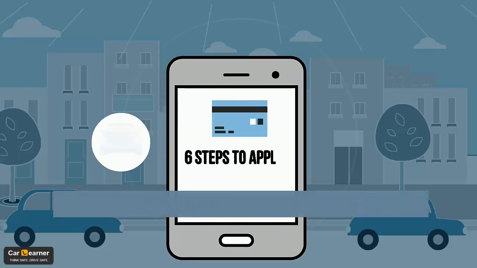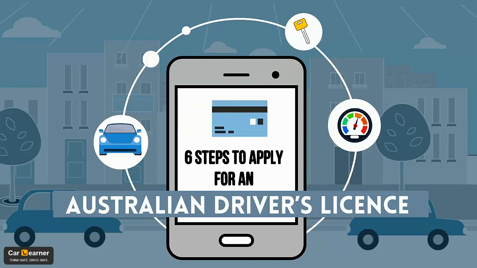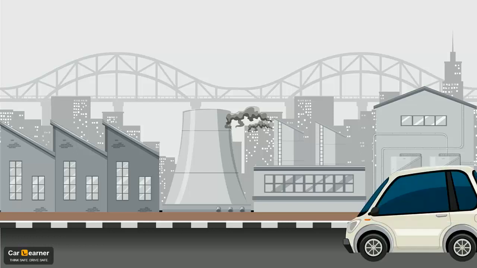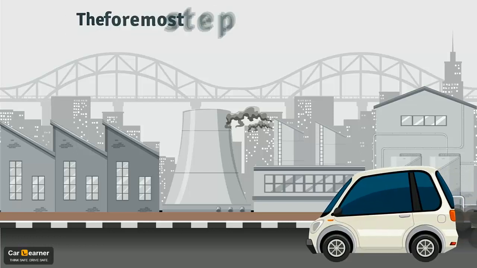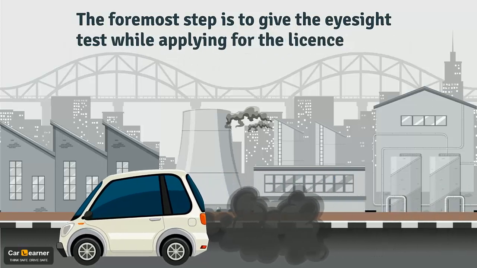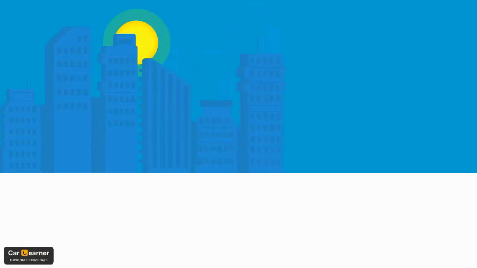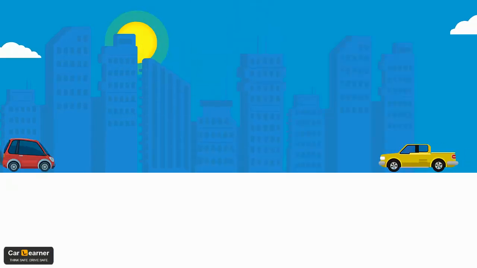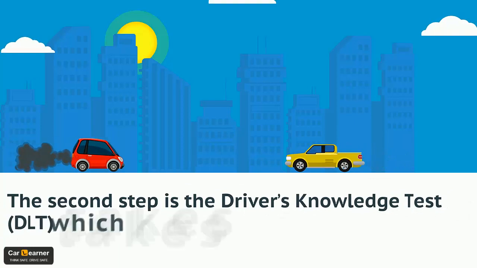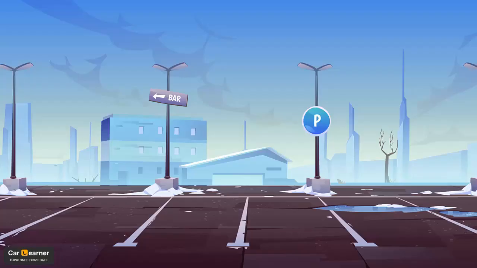6. Steps to apply for an Australian driver's license. The foremost step is to give the eyesight test while applying for the license. The second step is the driver's knowledge test, DKT, which you can take in your chosen language.